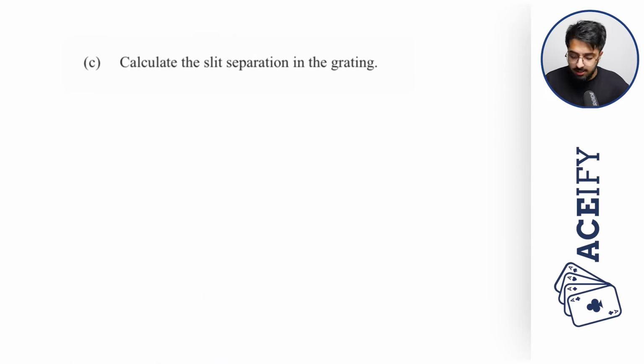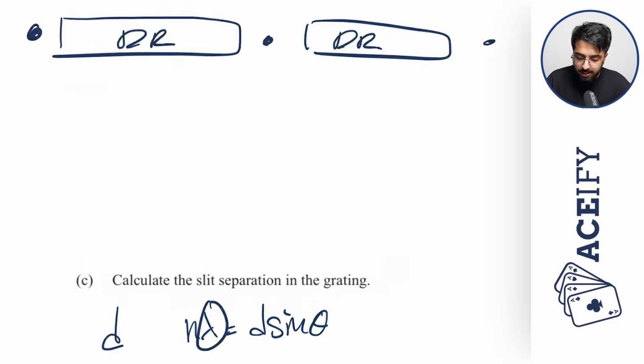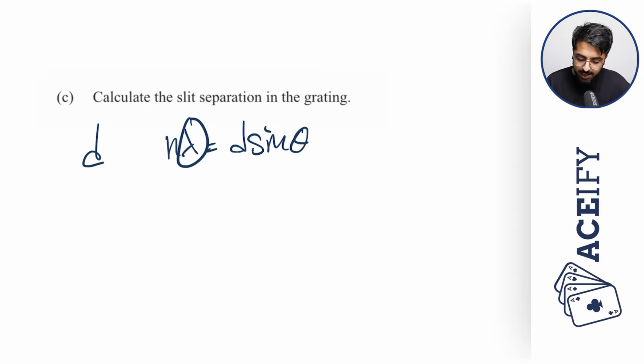Here we go. Calculate the slit separation in the grating. Okay, so remember our slit separation is our d value, and we know nλ = d sin θ. Okay, now we are given our wavelength of light that is given up here. Okay, and our n and our theta are linked together. I'll show you what I mean by that.